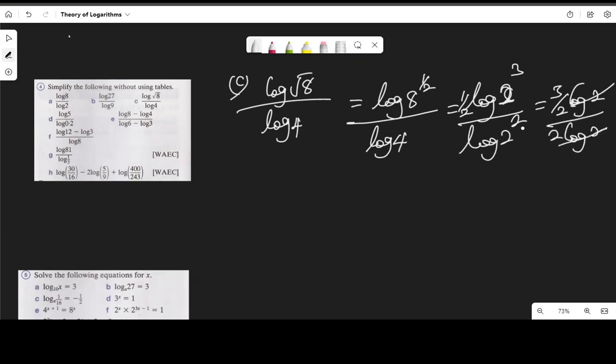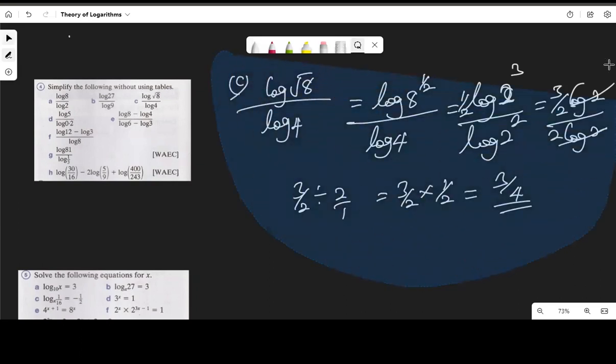So log 2 can cancel log 2. So we have 3 over 2 divided by 2 over 1. These two down here give 3 over 2 times 1 over 2, which is 3 over 4. So our answer there is 3 over 4. Then question D.